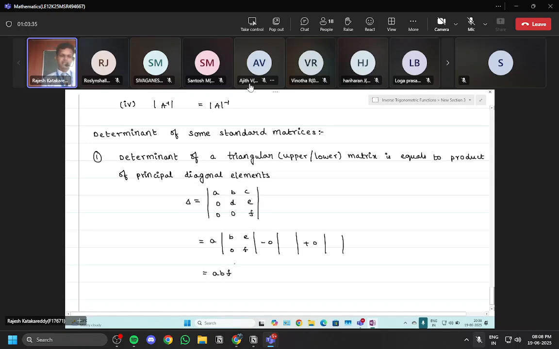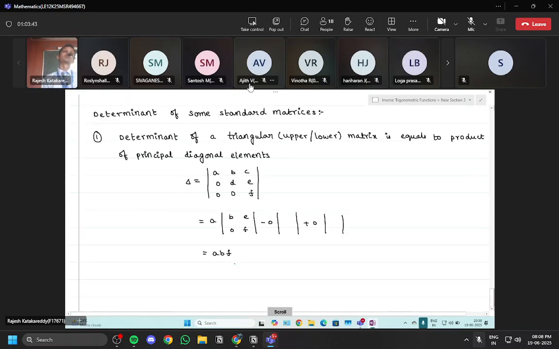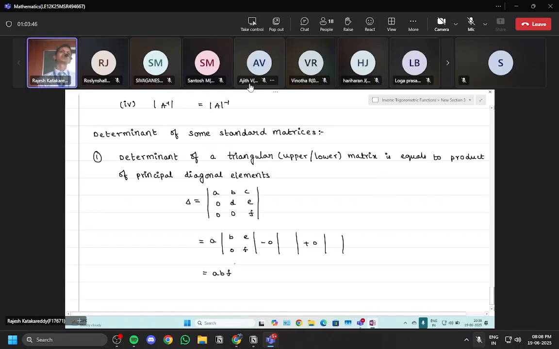which are the product of principal diagonal elements. The same thing we can say for a lower triangular matrix as well. Clear? Any doubt? Sorry, it is D over here, I wrote B. This is the product of principal diagonal elements.